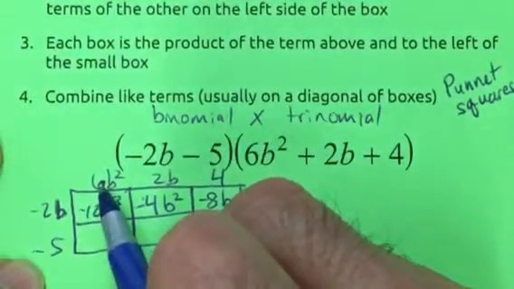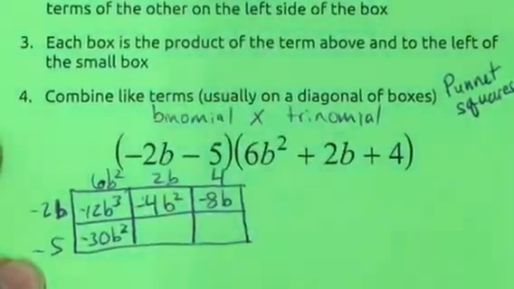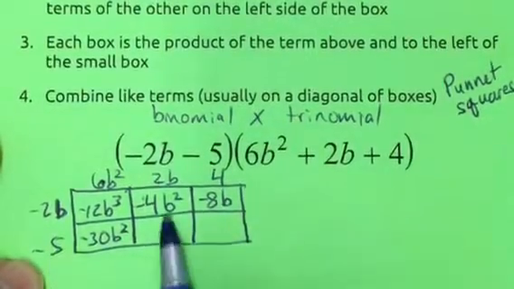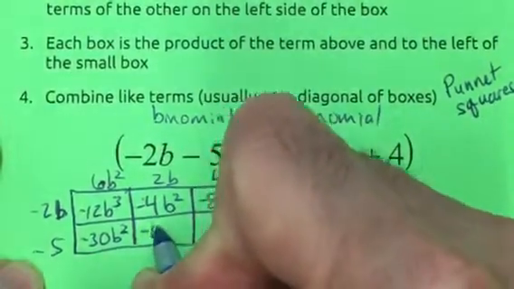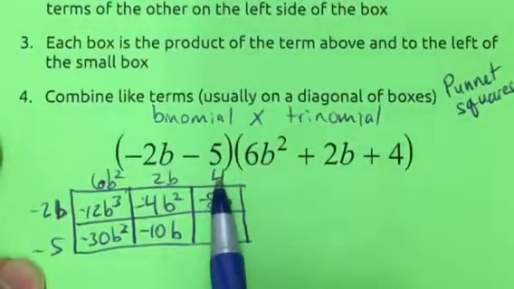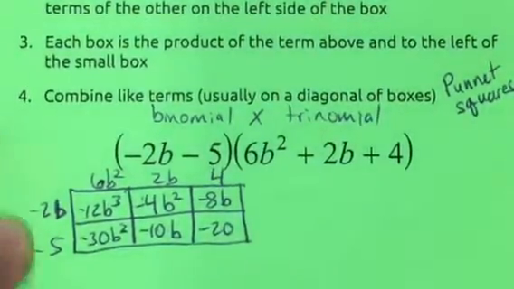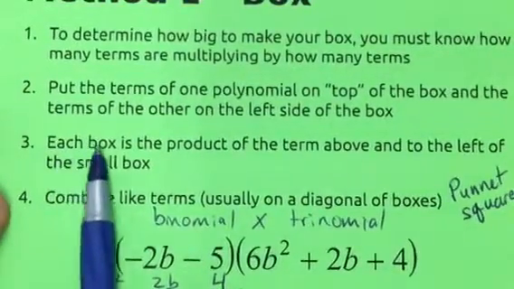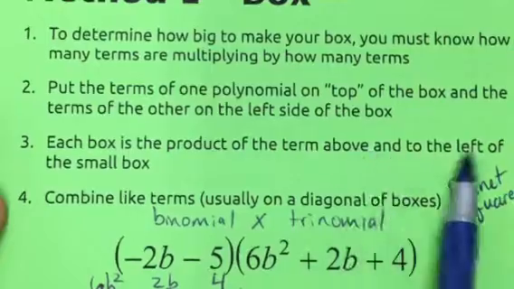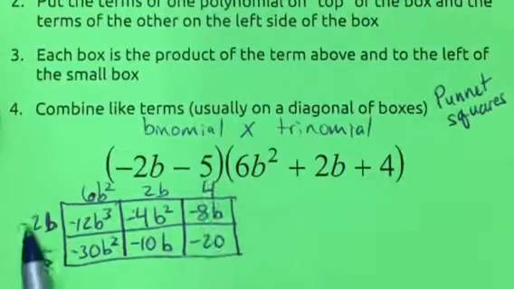Negative 5 times 6, negative 30b squared. Negative 5 times 2, negative 10b. Negative 5 times 4, negative 20. Each box is the product of the term above and to the left of the small box. So top and left, top and left. This product, top and left.